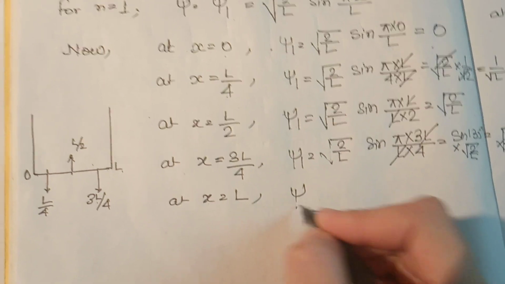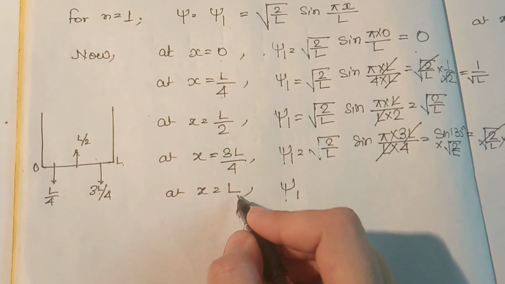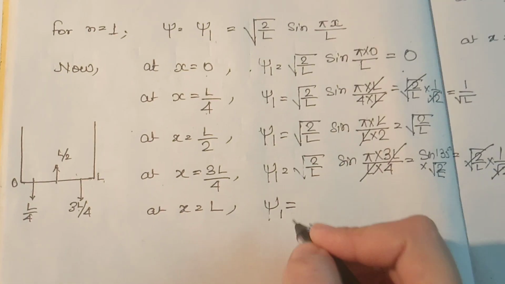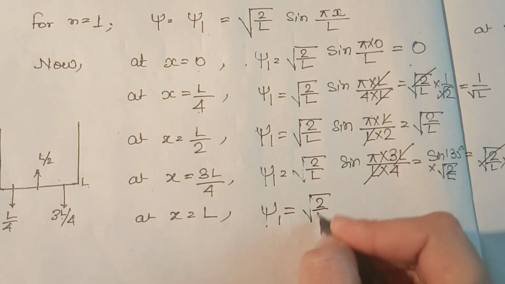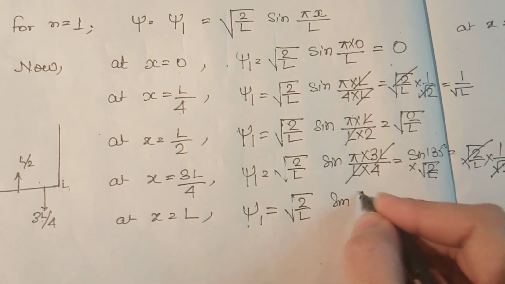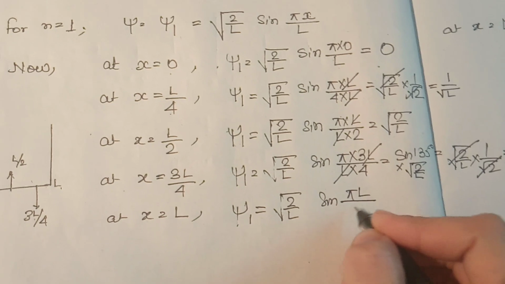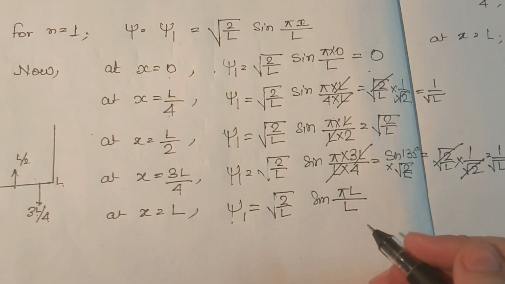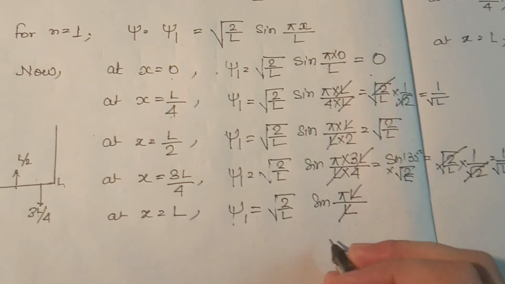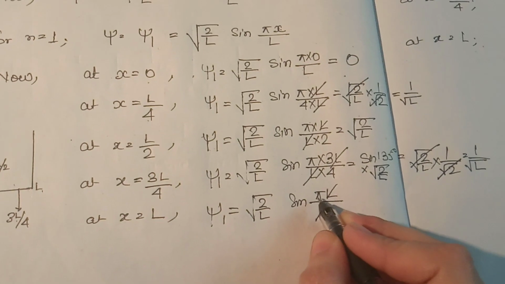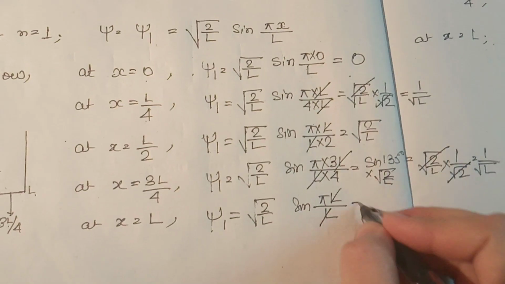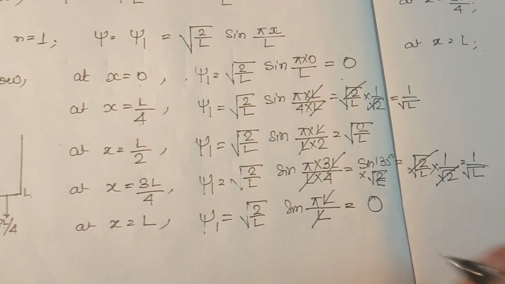Then at x is equal to L, we will calculate the value of psi 1. Square root of 2 divided by L sine, in place of x we are putting L, and there is L at denominator. So L will cancel out each other. The value of sine 180 degree is 0. So the total quantity will become 0.